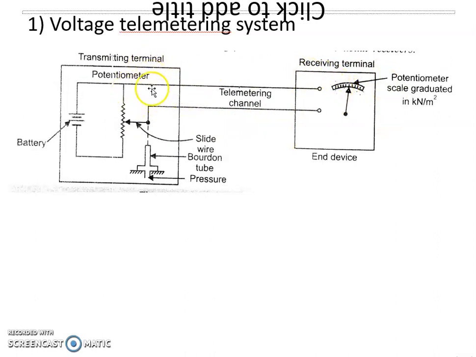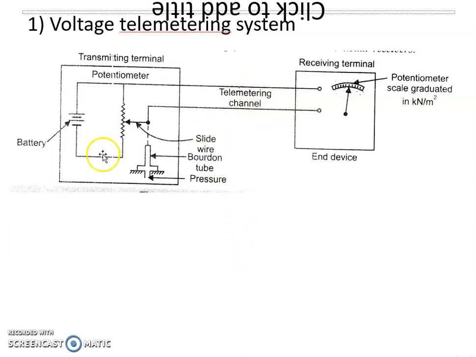So this transmitting terminal consists of a slide wire potentiometer connected in series with a battery at the transmitting terminal. The sliding contact is connected to the Bourdon tube used for pressure measurement. At the receiving terminal, a null balance DC potentiometer or recorder is used. In between the transmitting terminal and receiving terminal, there is a pair of wires which forms a telemetry channel.